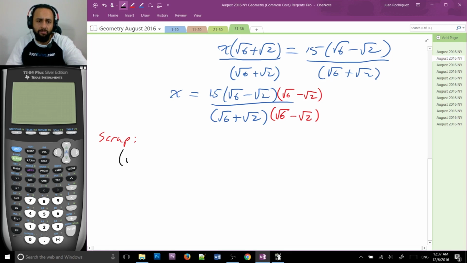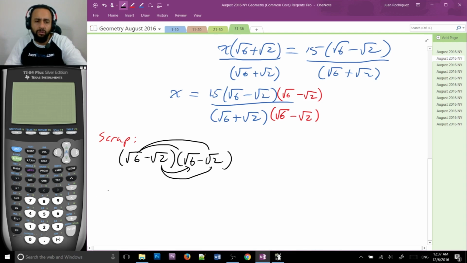So let's see, radical 6 minus radical 2 times radical 6 minus radical 2. Radical 6 gets multiplied by each of these, and radical 2 gets multiplied by each of these. So radical 6 times radical 6 is 6, minus radical 6 times radical 2, which is radical 12, and then minus radical 2 times radical 6, which is radical 12, and then minus radical 2 times minus radical 2 is plus 2.